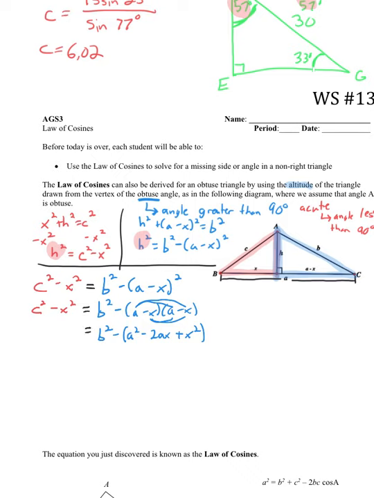And the other side of the equation we'll leave right now is c squared minus x squared. Now I have a negative that I need to distribute. And that's going to change all of the signs on the left side of the equation. The right side of the equation, meanwhile, is just hanging out right now. And this becomes b squared minus a squared plus 2ax minus x squared.